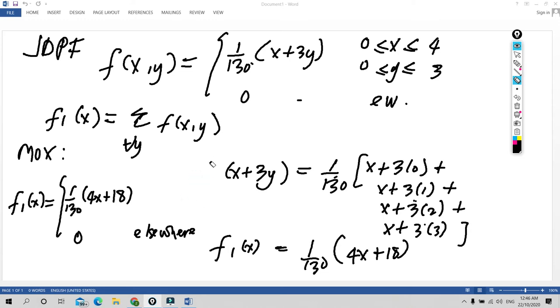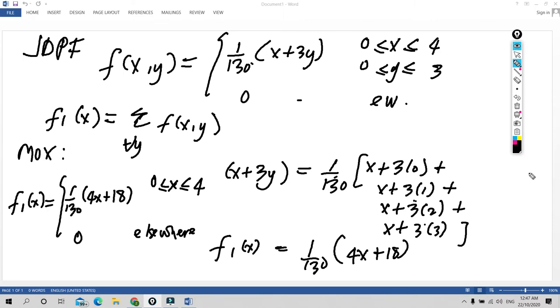You have to write in terms of the value of x here. So your x here is, x is in between 0 to 4. You don't have to write the range for y because this is the marginal of x. For the marginal of x, we just focus on x.